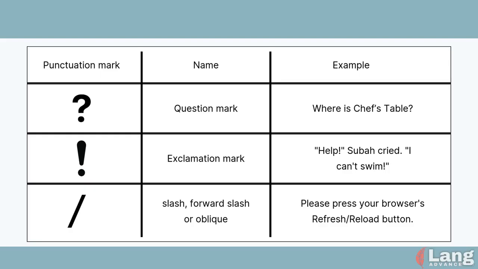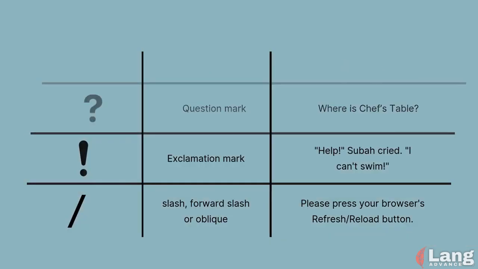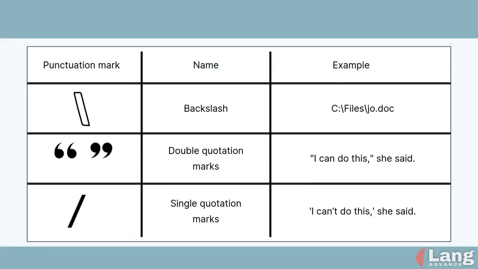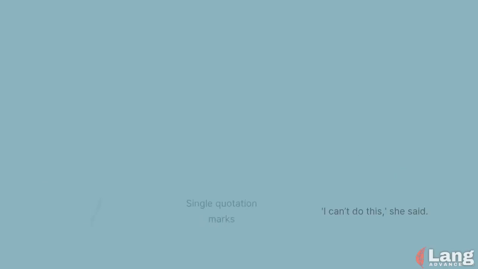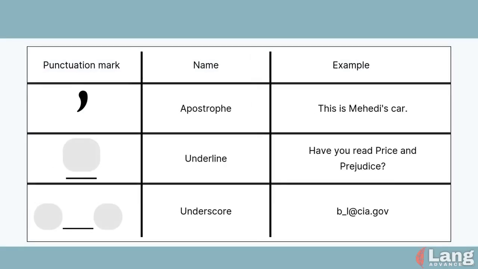Please press your browser's refresh/reload button. Backslash. c:/files/joe.doc. Double quotation marks. "I can do this," she said. Single quotation marks. 'I can't do this,' she said. Apostrophe. This is Mehdi's car.